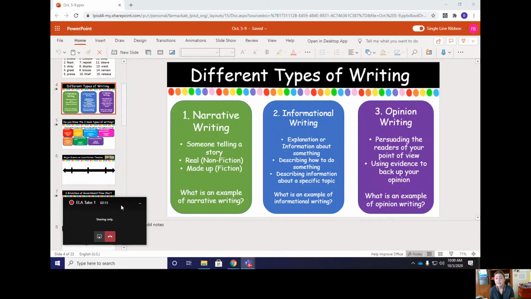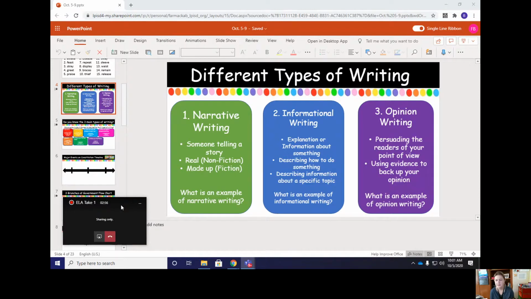But A Series of Unfortunate Events is narrative writing because there is a narrator telling the story. There is someone else telling the story. Now, it is a made-up story, so it would be fiction. However, it's still narrative writing. Another example would be our Social Studies Weekly. Our Social Studies Weekly is someone telling the story of history. And this is nonfiction because it is real. So A Series of Unfortunate Events is fiction because it's made up, and then the Social Studies Weekly is nonfiction because it's real.